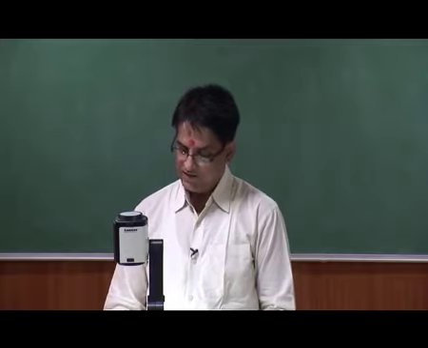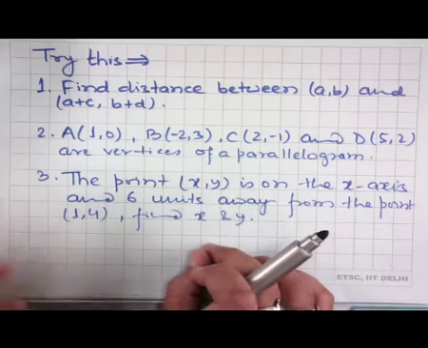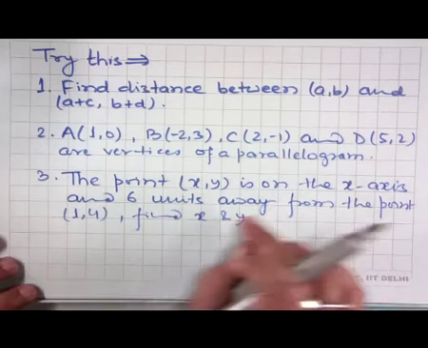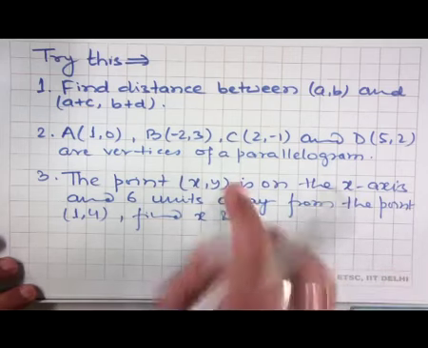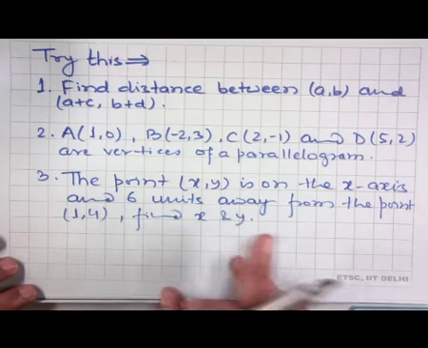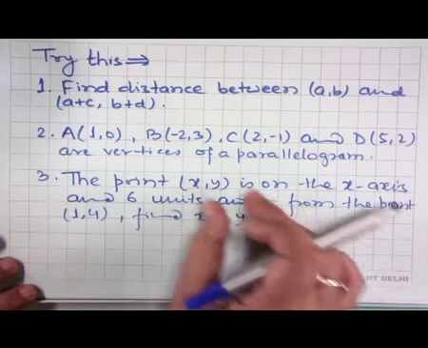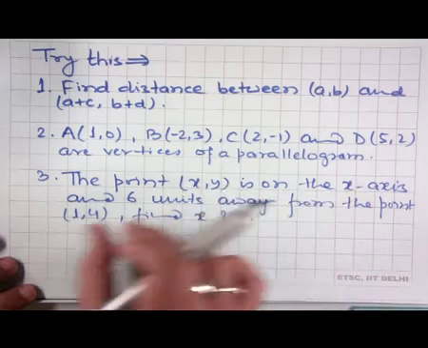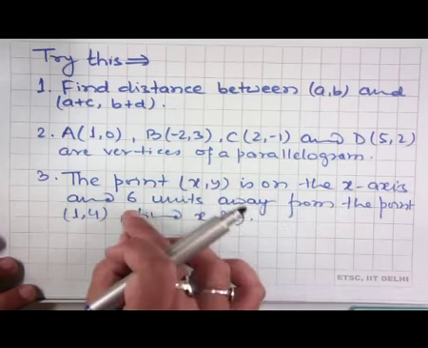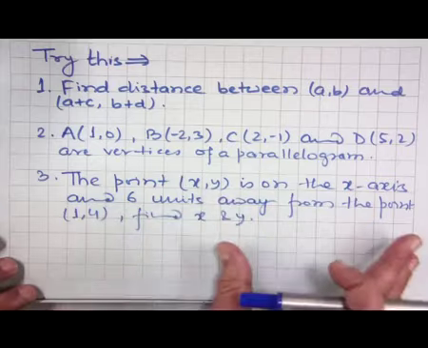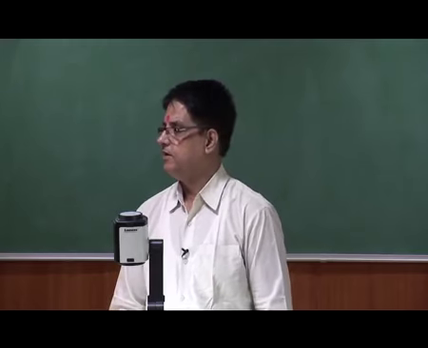So a point on the x-axis, what is its y coordinate? It is 0. It means obviously y is 0. So we have to find the distance between (x, 0) and (1, 4). The distance between these 2 points is already given as 6. You simplify it and get the value of x and y.